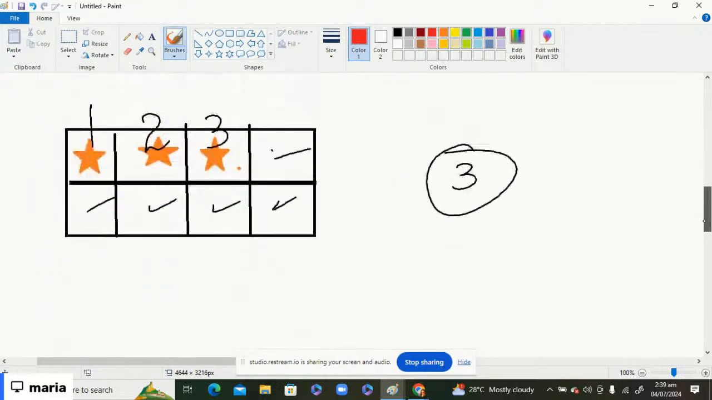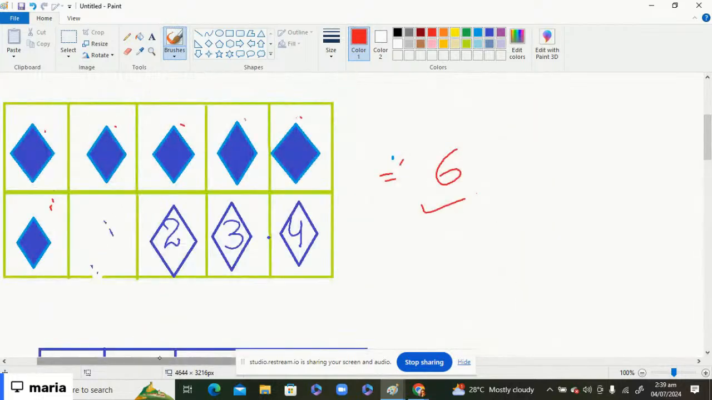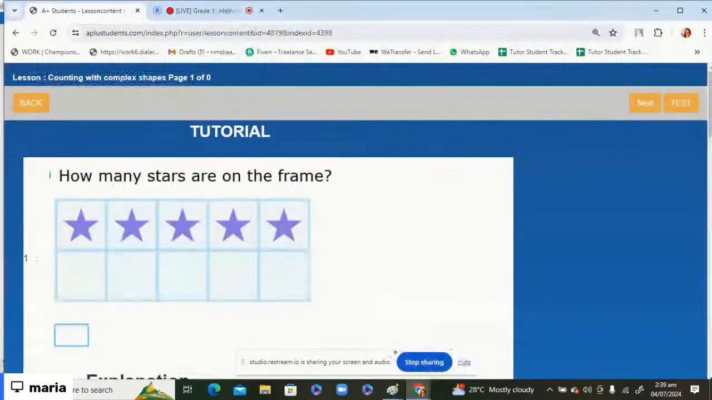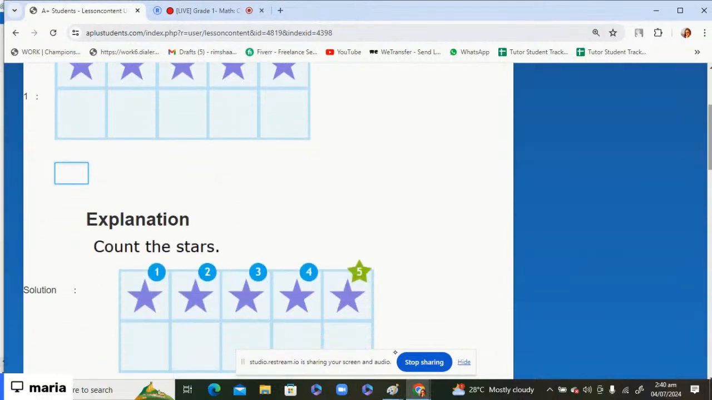Okay, let's do this one. Not this one. Let's just draw some other shape. I'm going to draw here a shape, then you guys. I think so. Here are a lot of questions, then we can practice from here. So how many total stars are there? Count it and then tell me how many total stars are there. It's 1, 2, 3, 4, and 5. Total stars are 5. So we can say that there are total 5 stars.